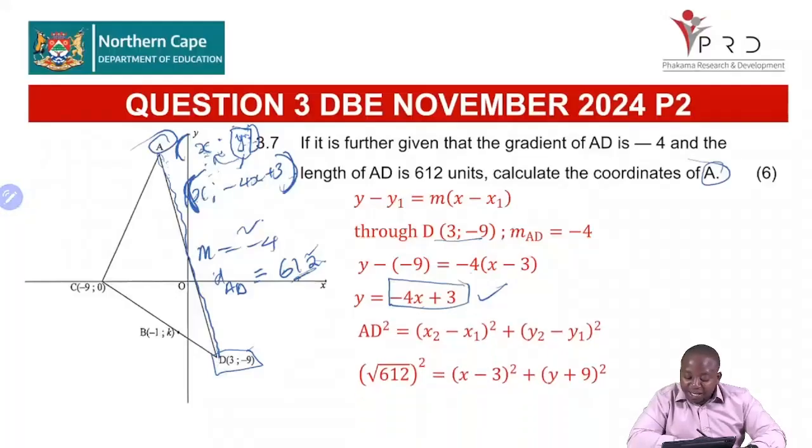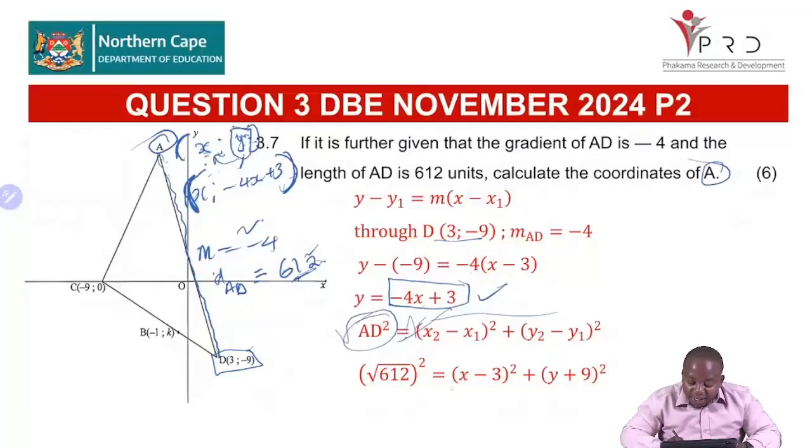So what I can do is utilize my distance formula to say AD squared, because I'm given distance, is equal to x2 minus x1 squared plus y2 minus y1 squared. Remember, this was a square root. So what we did is to square both sides. Then the square root was resolved out. Then I can now substitute my values to say AD squared was 612. So I'm going to say 612 all squared in this case.